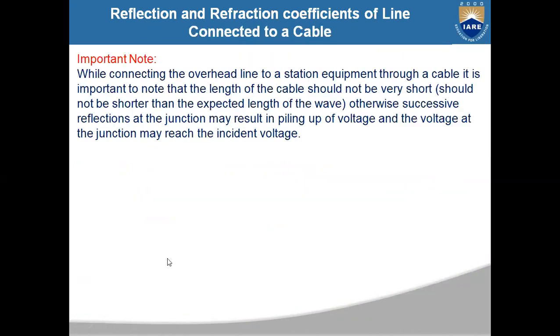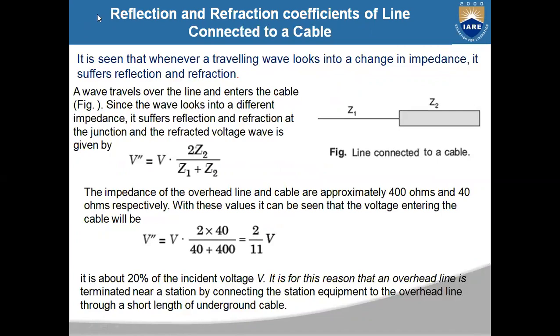Next case. Now the reflection and refraction coefficients of a line which is connected to a cable. Here we are going to consider another case. In this case, the line is connected to a cable. Z1 here is the line characteristic impedance, and Z2 is the cable impedance. So in place of R, you have to substitute Z2, and in place of Z, you have to substitute Z1.